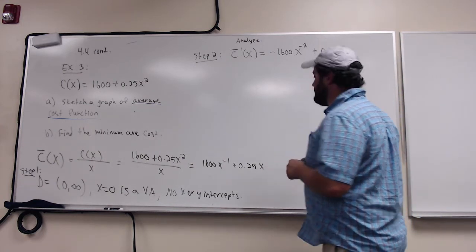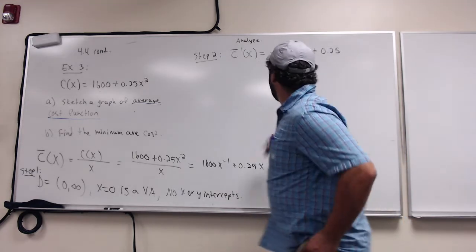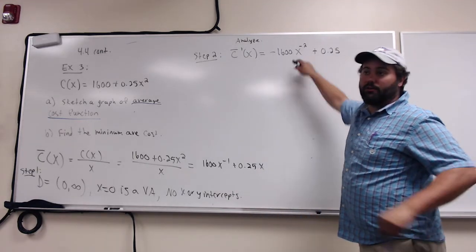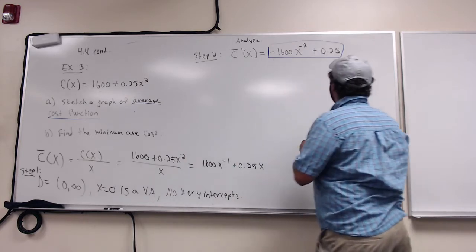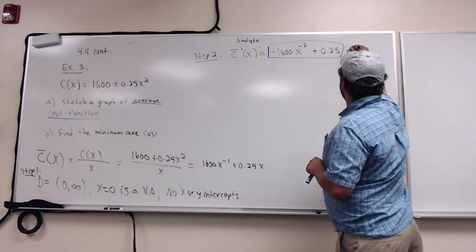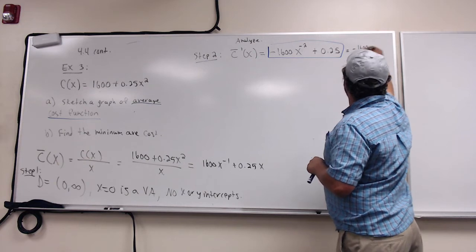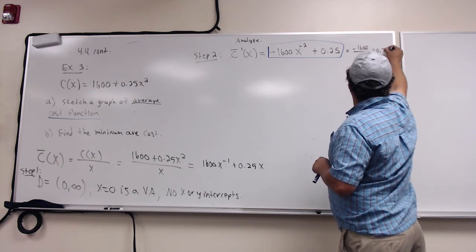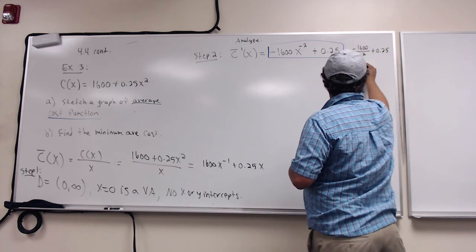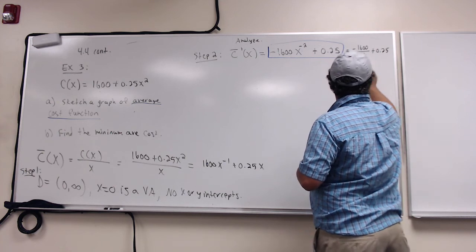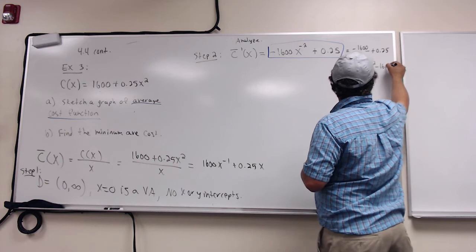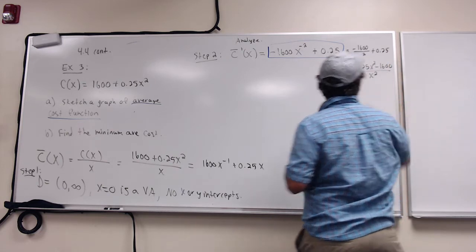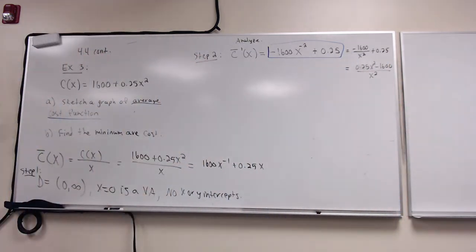And then if I was going to take another derivative, I would actually just use this to find the second derivative. But to find all the information I can get, I will just simplify this. This is going to be negative 1600 over x squared plus 0.25. And if you get a common denominator, you'll get 0.25 x squared minus 1600 over x squared.